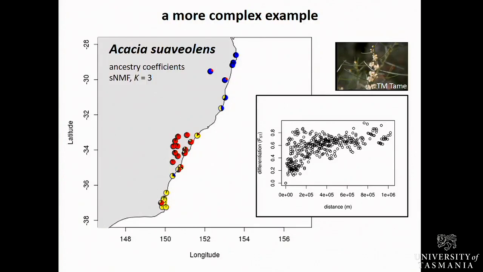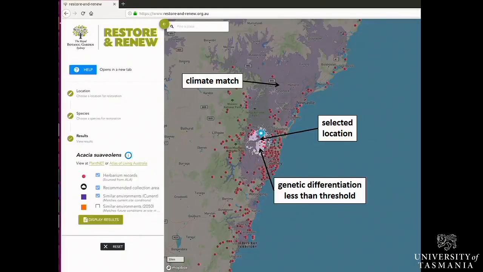And so then if we step through and choose the same site in the Restore and Renew web tool for Acacia suaveolens as we did for Calicoma, and we have the same level of zoom, the area where we think you can collect and not exceed some threshold level of differentiation is much, much smaller. Also, because it's not just spatial distance in there, which gives you just a constant radius, the shapes also become much more irregular because they're also responding to elevation and not just spatial distance.